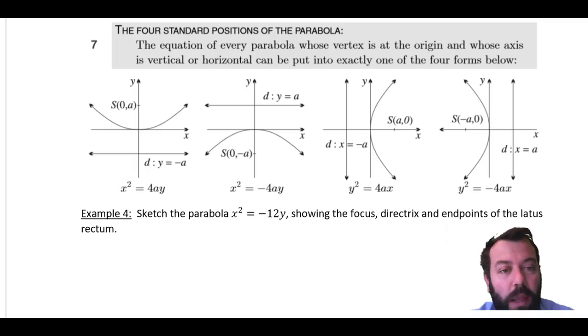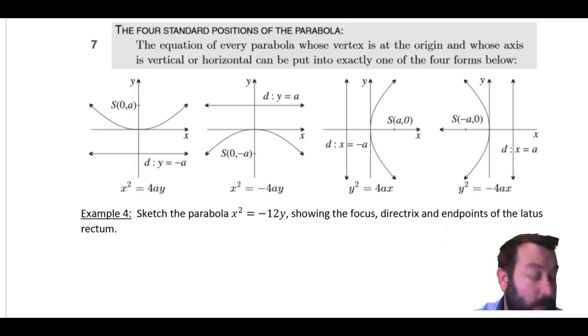And y squared equals -4ax is concave left, if you like. So, taking all of those into account, we can write them in these forms. That form, x squared equals 4ay or equivalent, works when the vertex is at the origin.